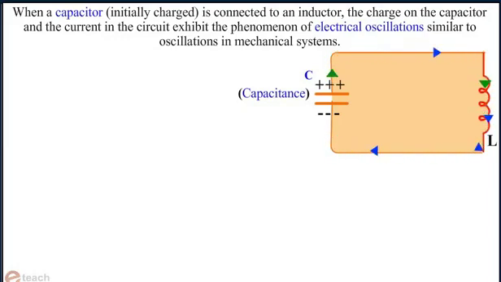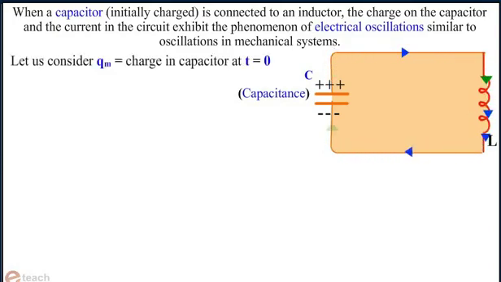LC oscillations. When a capacitor which is initially charged is connected to an inductor, the charge on the capacitor and the current in the circuit exhibit the phenomenon of electrical oscillations, similar to oscillations in a mechanical system. Let us consider Qm as the charge in the capacitor at t equals 0.